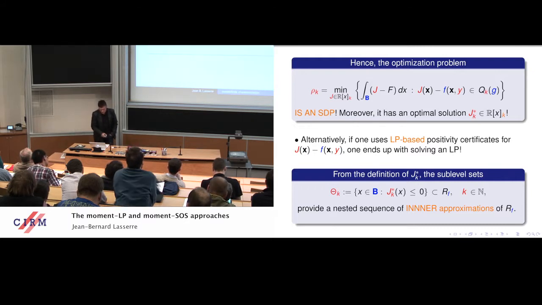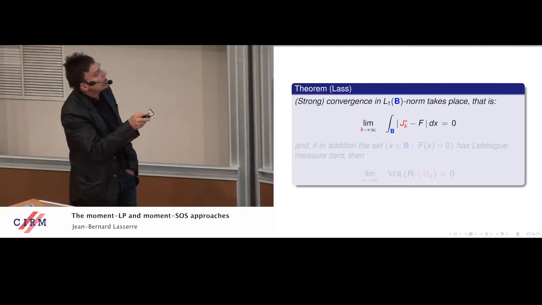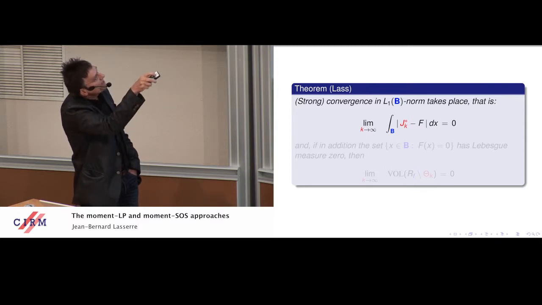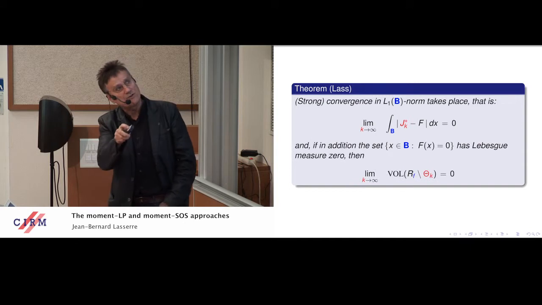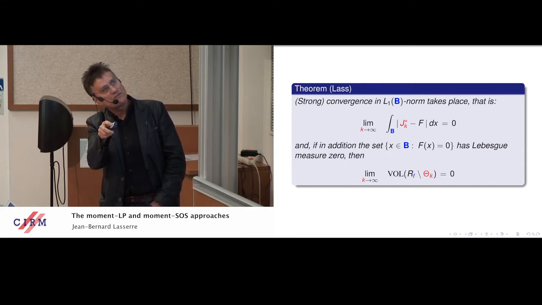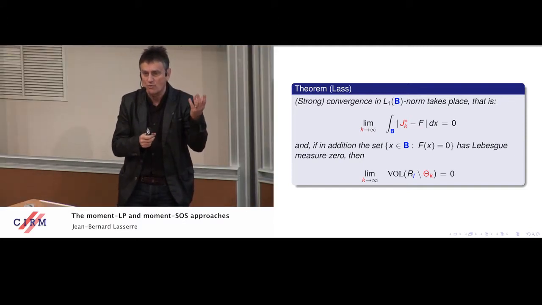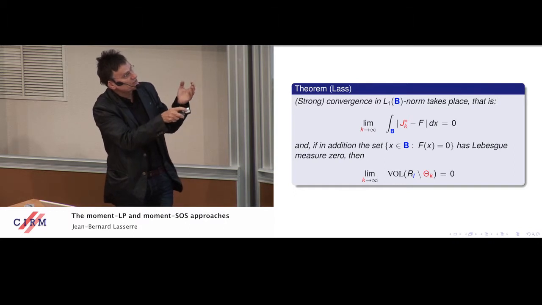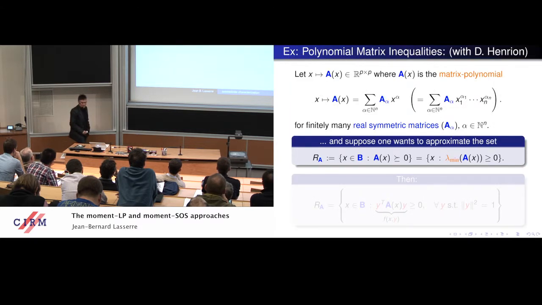And what is nice is that you get not only convergence in a strong sense, in the sense that the L1 norm of the difference, because this is always greater than f, goes to 0. And of course, if the zero set of f has Lebesgue measure 0, then the volume of the difference between your set that you don't know how to represent and this sublevel set of the polynomial g_k, the Lebesgue volume, is going to 0. So you approximate it in a nice way. It's an example that we did with Didier about robust control.